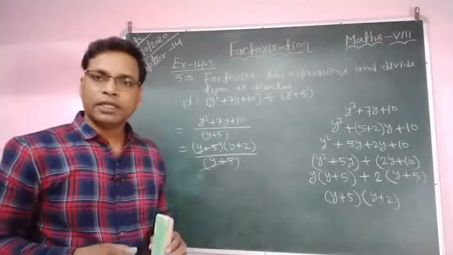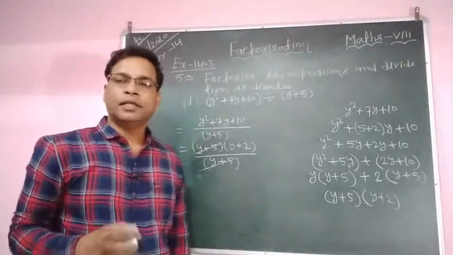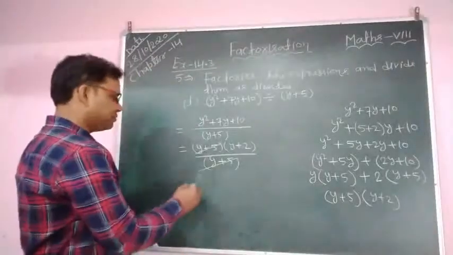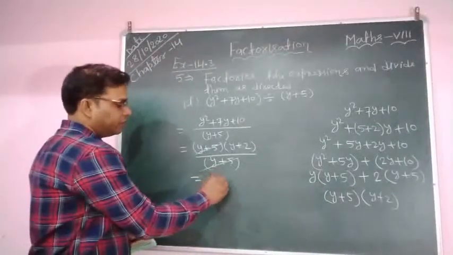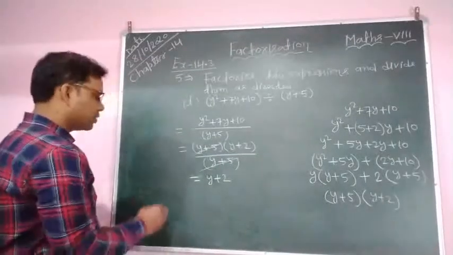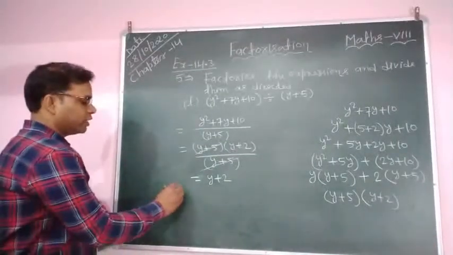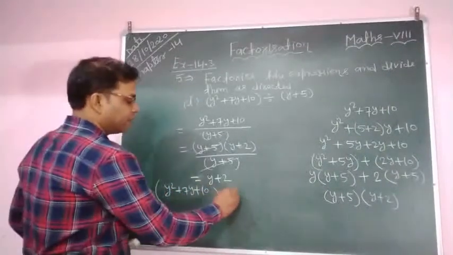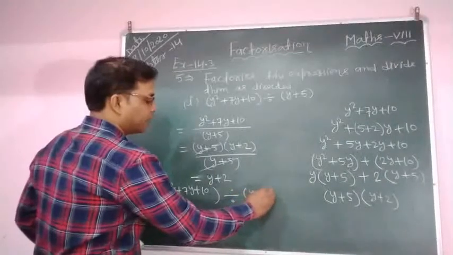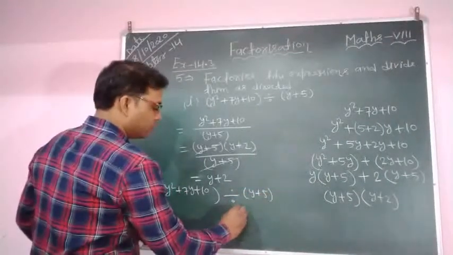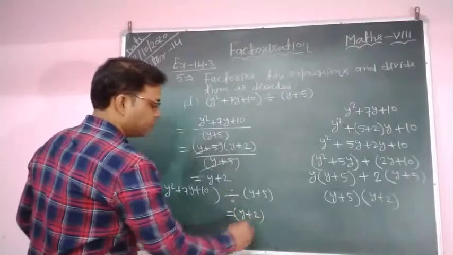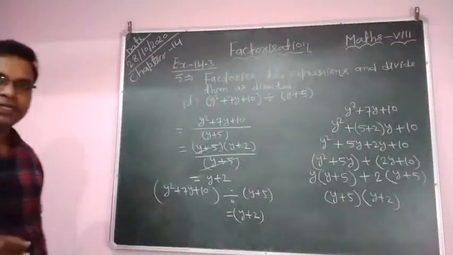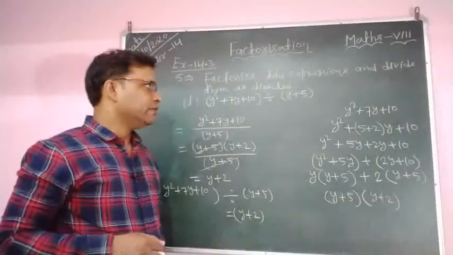You know very well, if 1 is multiplied by any number, we obtain that number. So we obtain here y plus 2. So in this way you can see, if you divide y square plus 7y plus 10 by y plus 5, then you obtain y plus 2. So students, I hope all of you understood this division.